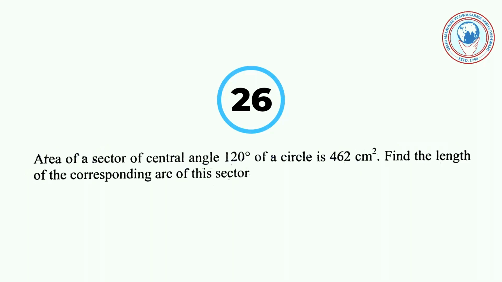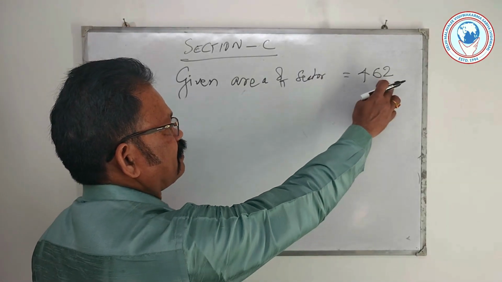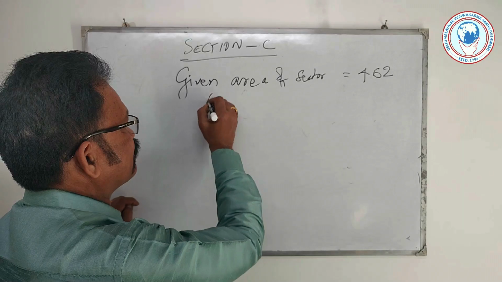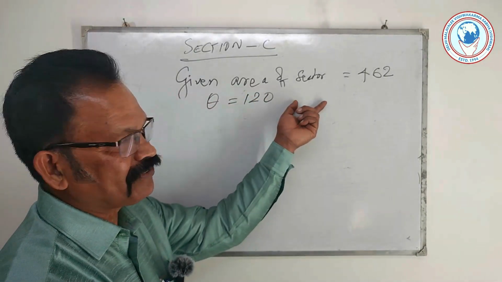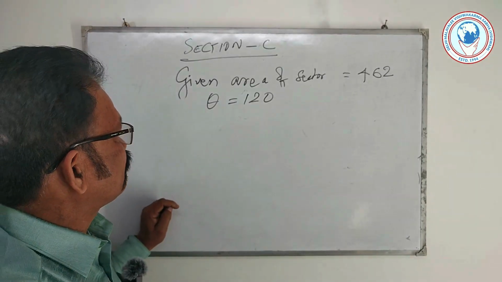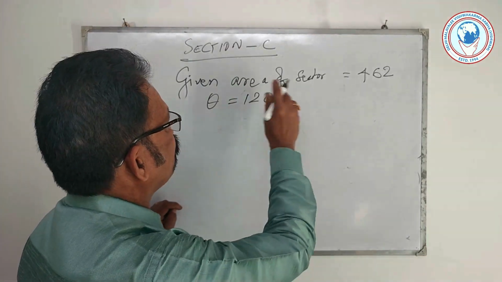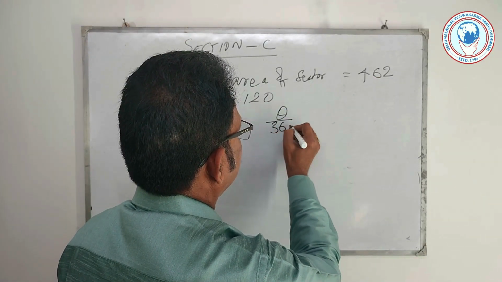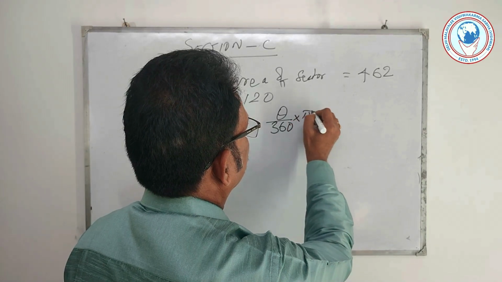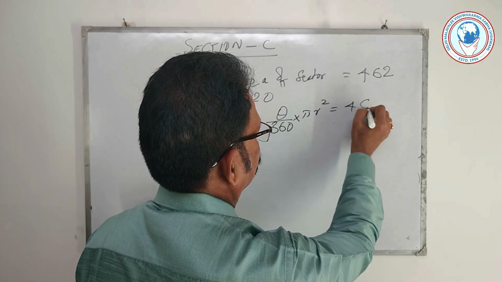Area of a sector of central angle 120 degree of a circle is 462. Then find the length of the corresponding arc of the sector. Given that area of the sector is equal to 462, where central angle is equal to 120 degrees. Now from this one, first we find the radius of the sector. So area of sector is equal to 462. Formula is theta by 360 into pi r square is equal to 462.